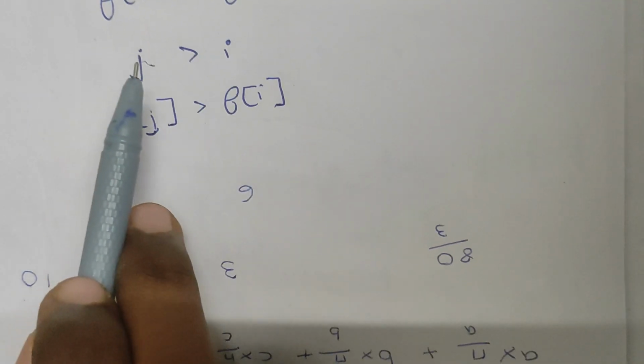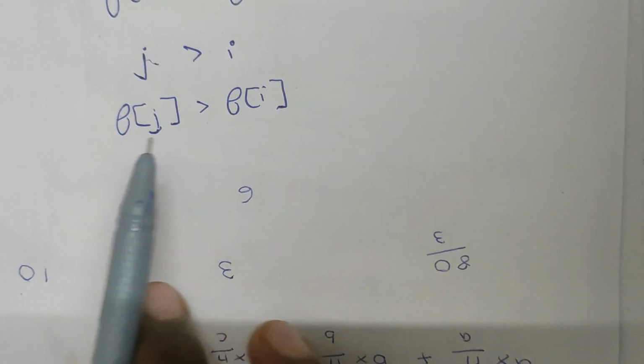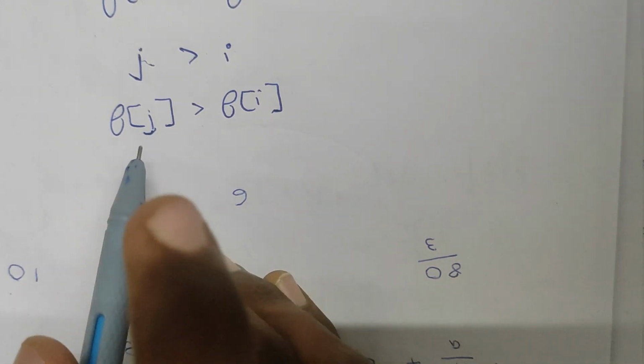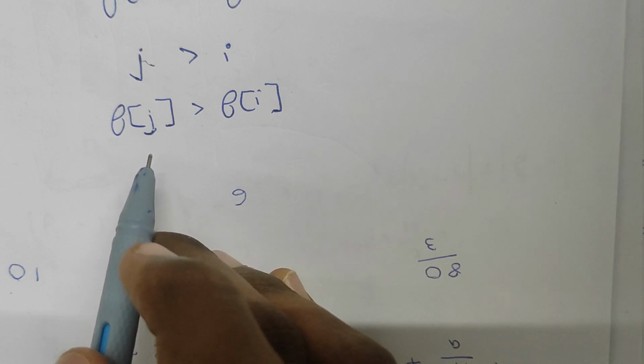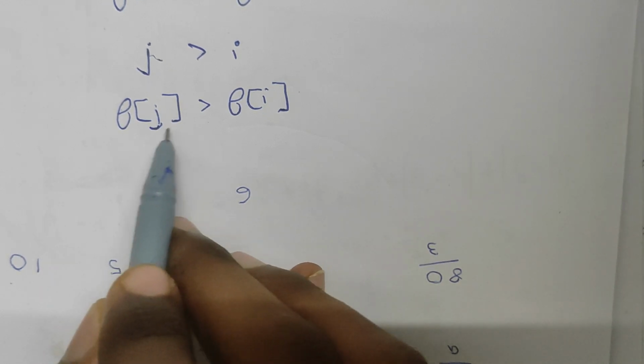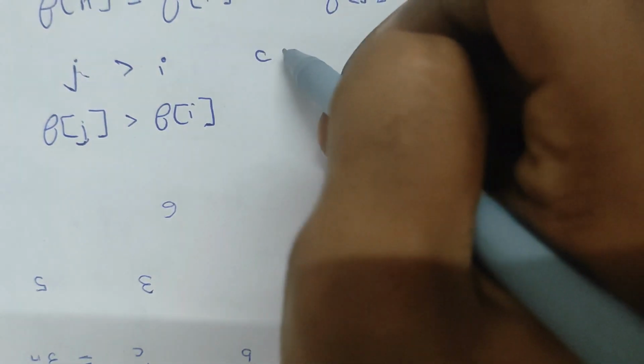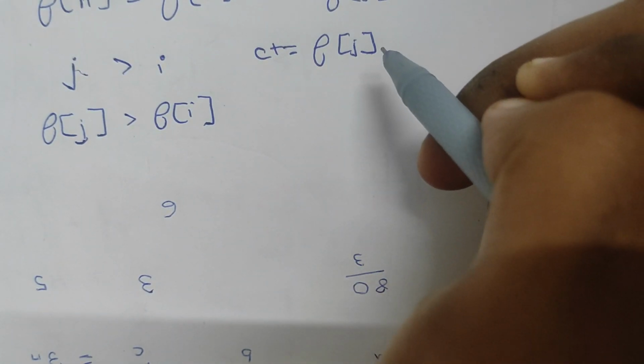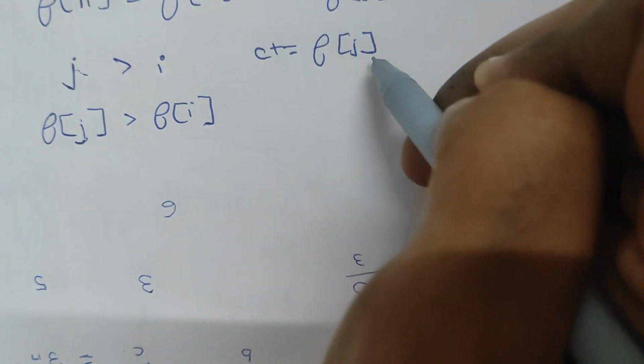The second condition is where J is greater than I and f of J is greater than f of I. So there is a candidate J greater than I, and the value for the candidate J is greater than the value for the candidate I. So in this case, it's obvious that we need to exclude this candidate J. But if we exclude this particular candidate J, f of J will get added to C, right? So C will be equal to C plus f of J.